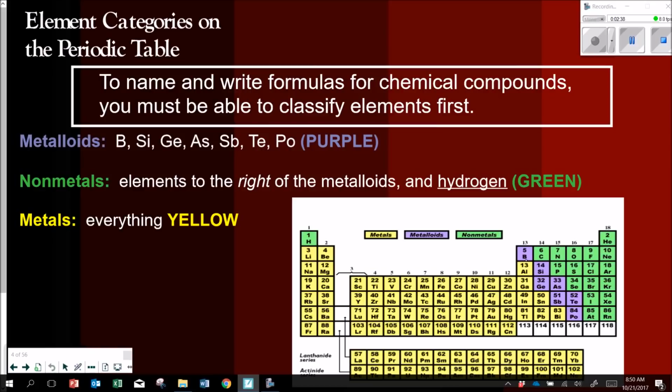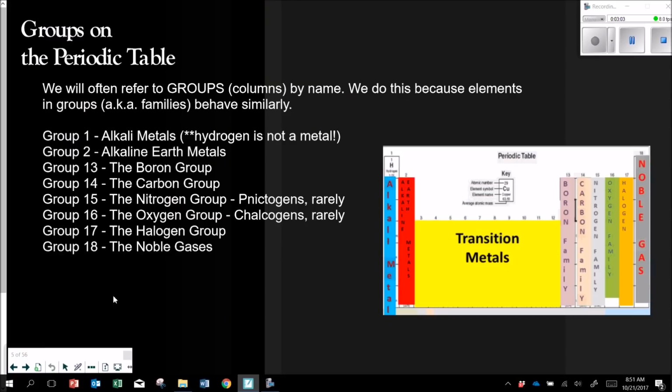The metalloids are the purple elements over here. The nonmetals are to the right in green, and the metals is everything else in yellow. Metals make up most of the periodic table. We will often refer to groups or columns by names also. Again, you have learned that in the periodic table unit, so you can take a look at the slide and make sure that you know the names for all your groups in your periodic table.